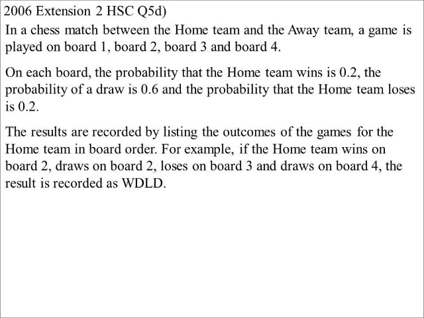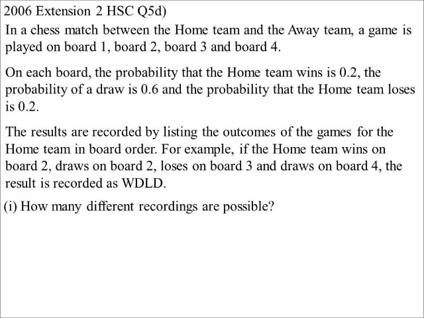So for example, home team wins on board 1, that should be board 1, shouldn't it? Yeah, so home team wins on board 1, draws on board 2, loses on board 3, draws on board 4, then you write it as WDLD. So that's how we record the score of that game.